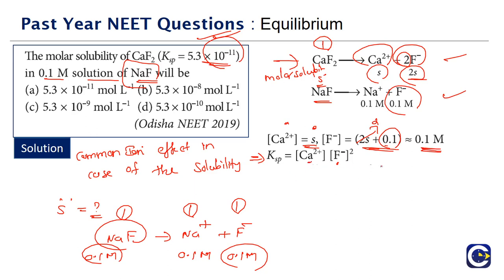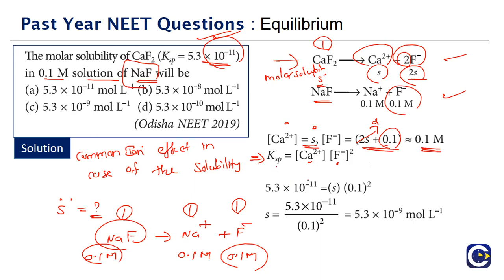After this approximation, now what is the Ca2 plus concentration? Yes. What is the F minus concentration? 0.1. Ksp is given to us, so we just have to substitute. If we substitute the values, Ksp is 5.3 into 10 power minus 11 is equal to S into 0.1 the square. We are looking for the S value. So S will be equal to 5.3 into 10 power minus 11 divided by 0.1 square.